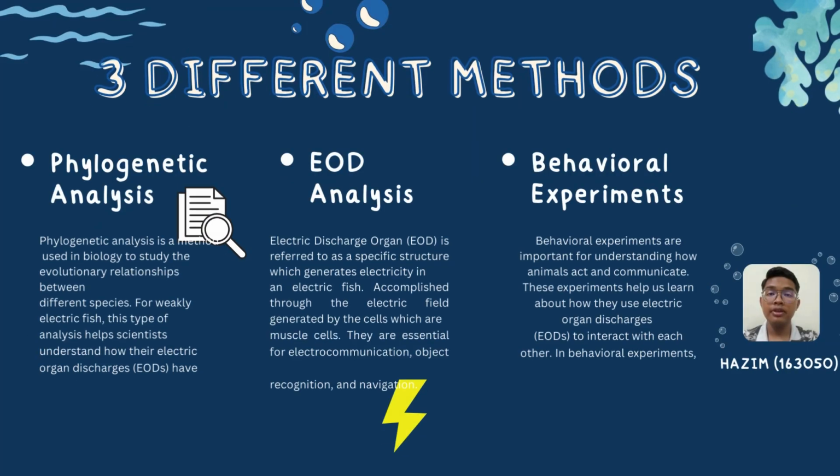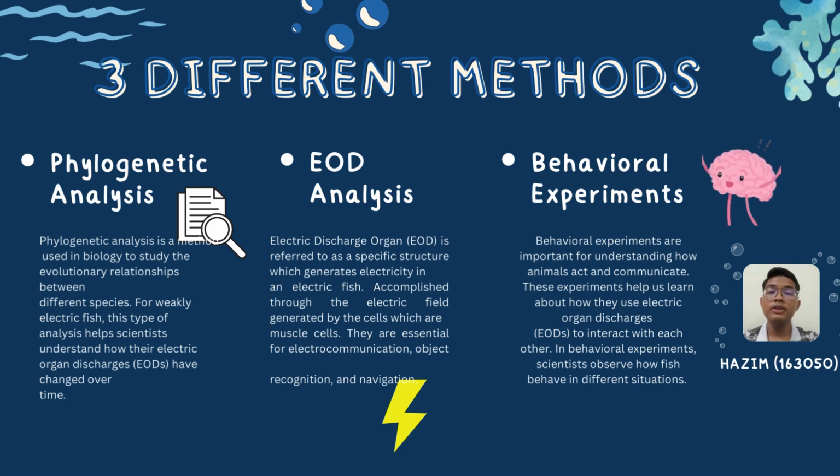Now, I'll be explaining the three methods used in the experiment. The first one is phylogenetic analysis, a method used in biology to study the evolutionary relationship between different species. This type of analysis helps scientists understand how the electric organ discharges, EODs, have changed over time. In this review, it will be made clear how these fish have evolved based on the studies that use this phylogenetic analysis. The second one is EOD analysis.